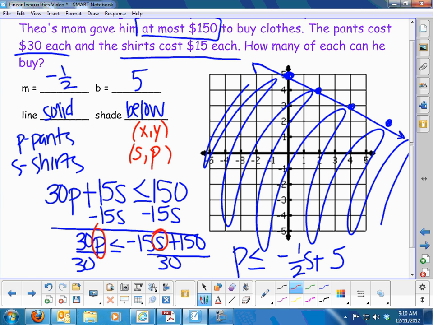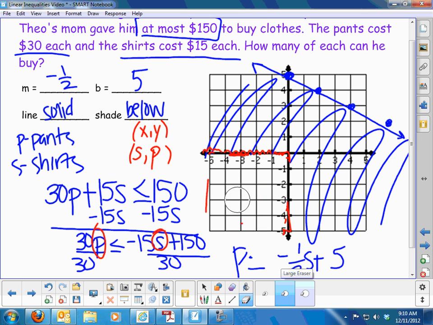Now, can I buy a negative number of shirts? Is that possible? No. Can I buy a negative number of pants? No. So nothing in this region right here is really going to be part of my solution. None of that would be included. None of this would be included either because that's a negative number. Can't have a negative number of items. Can't have a negative number of items here in this quadrant either.